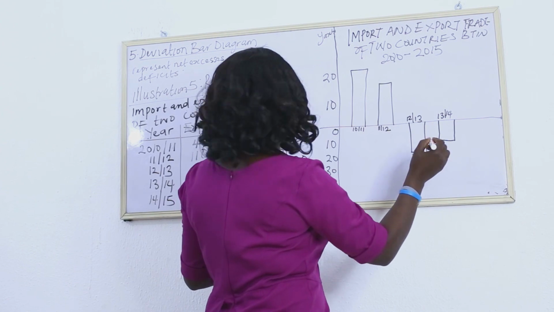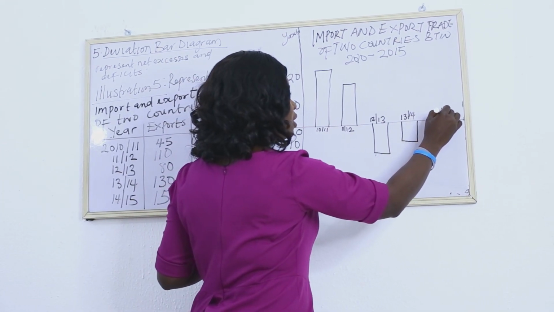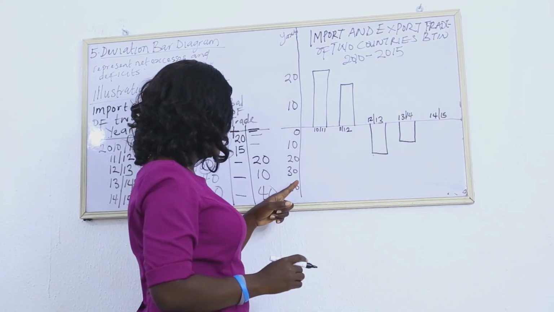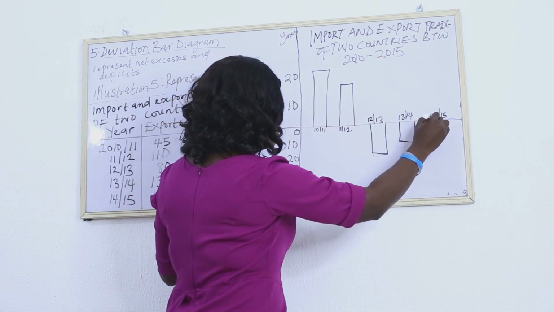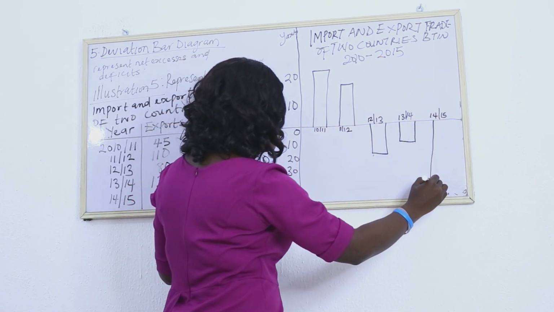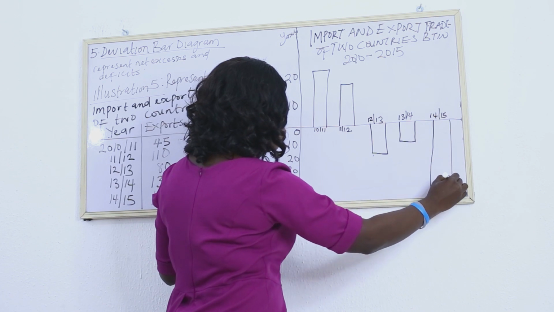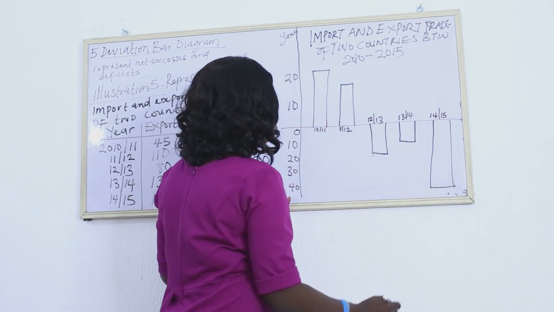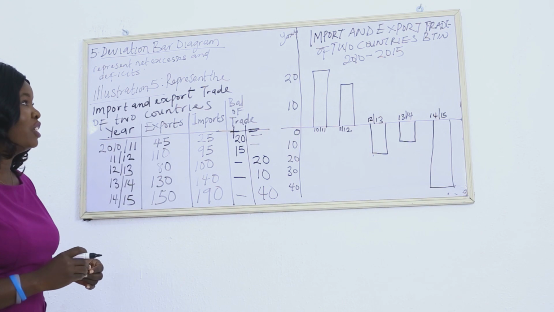I work out the same process, 2014, 2015, and a deficit of 40. So my graph still comes down to 40, a deficit of 40. So this is what we call a deviation bar diagram.